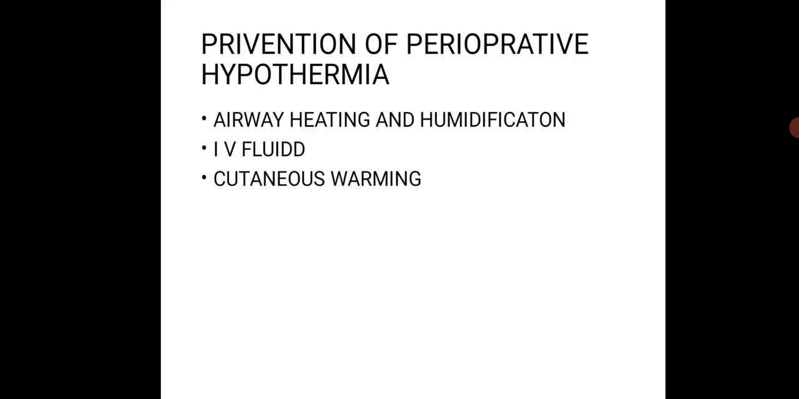Second, IV fluids. Whenever 1 unit of refrigerated blood or 1 liter of crystalloid solution is administered at room temperature, each decreases mean body core temperature approximately 0.25 degrees centigrade. Fluid warmers minimize these losses, and they can be used when we use large amounts of intravenous fluids and blood. Third is cutaneous warming.